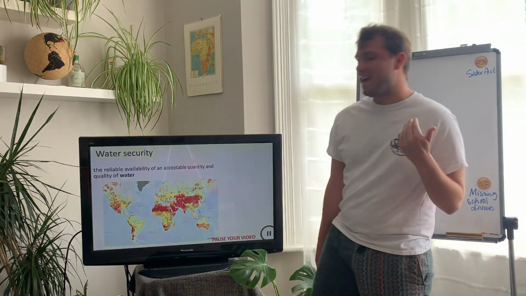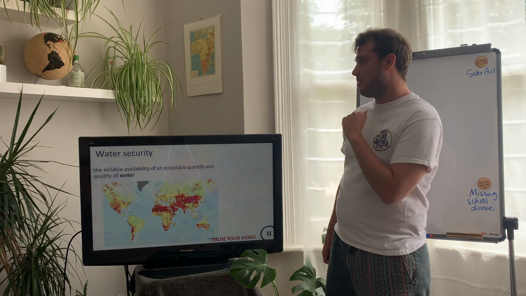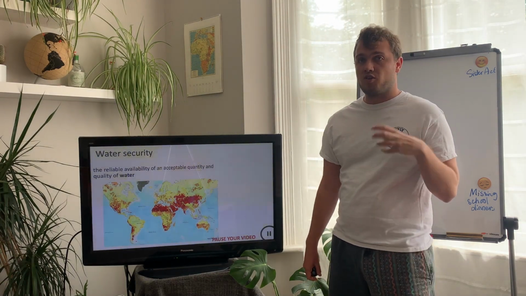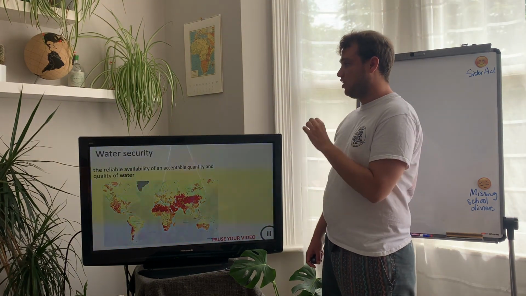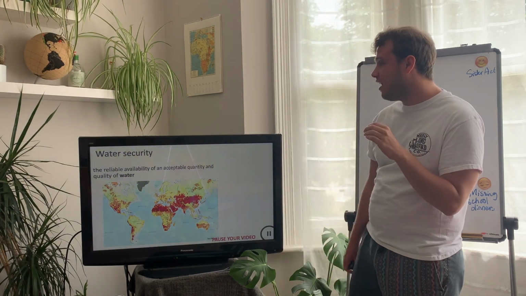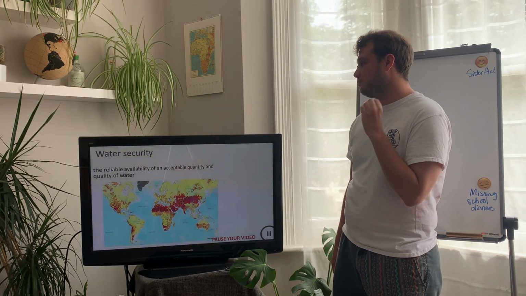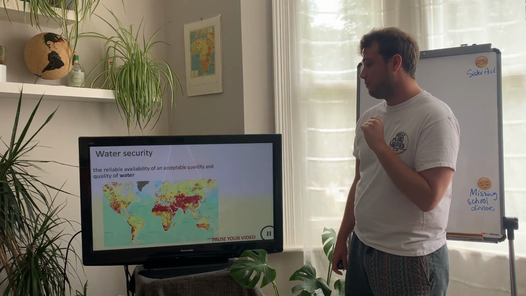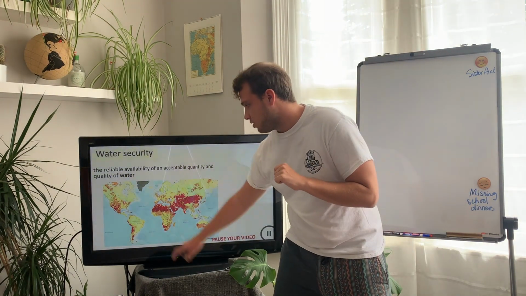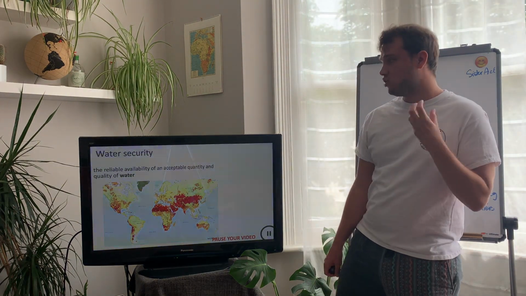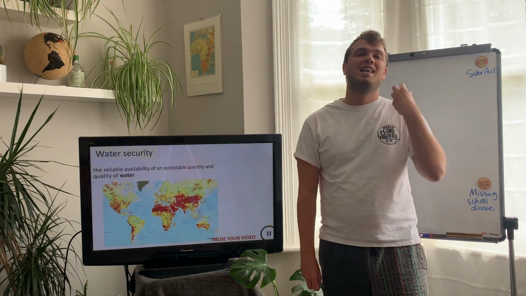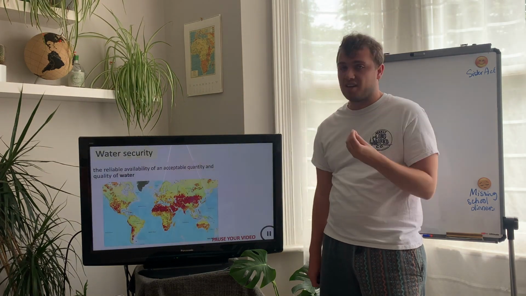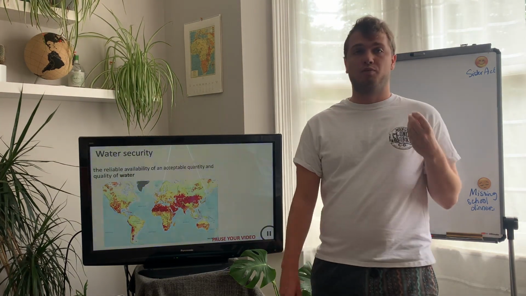Which brings us on to this next map, and this is slightly different. So this map shows water security. So your next key term is water security, which is the reliable availability of an acceptable quantity and quality, key there that it's quality, of water. So this is broken down even more. It's not just by countries, you can see it's by regions. So it shows you places which have got a lack of water security. So the redder the country again, the higher the levels of water security.